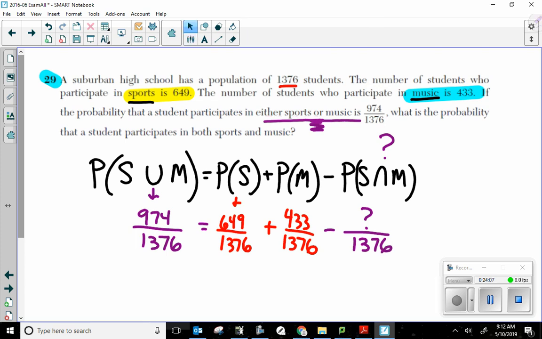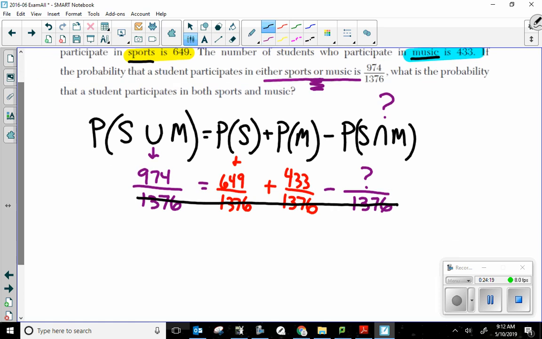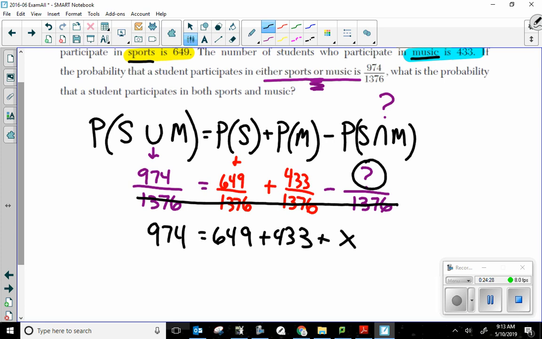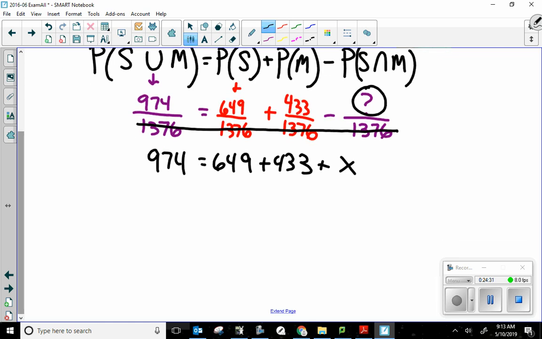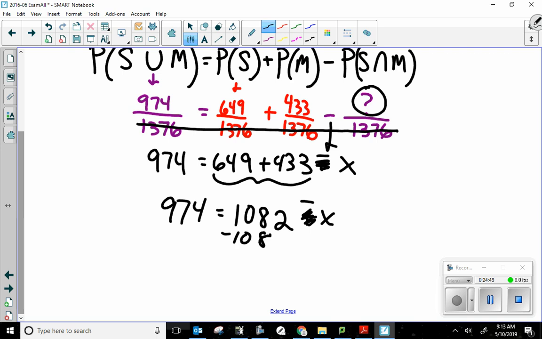Now remember, the very first problem we started with, if I'm adding and subtracting fractions and all the bottoms are the same, they're really insignificant. So I really have this problem here: 974 equals 649 plus 433 minus x, where x is this question mark. And it's really just simple algebra. If I add these two right here, I get 12, carry the 1, that's 8. That's 1,082 minus x equals 974. So I'm going to subtract 1082 from both sides.